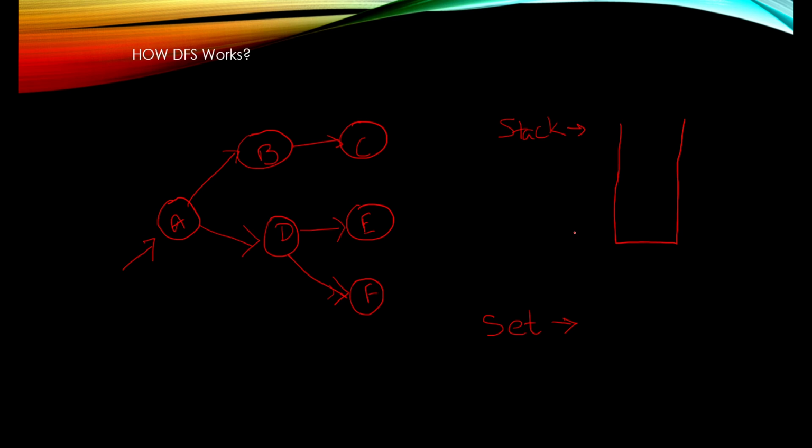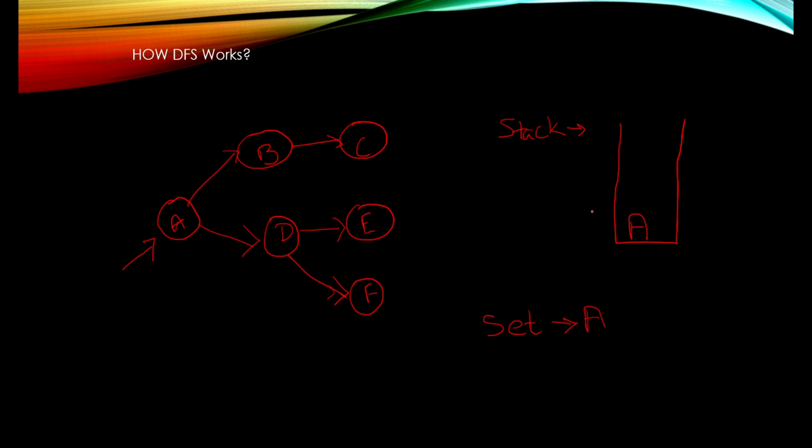So what I'm going to do first is add A to my stack, and also add A to the set. The diagram that I have drawn is a directed graph, but it can happen that it is an undirected graph. So just to keep track of which vertices we have visited, we have this set. So we have added these two.